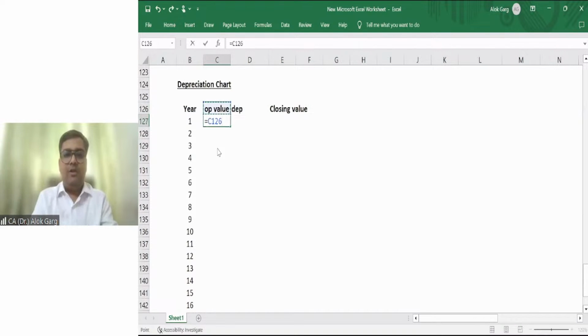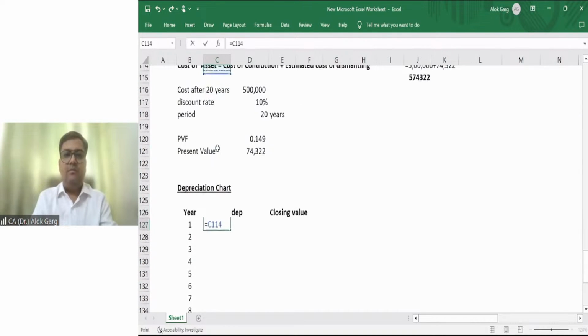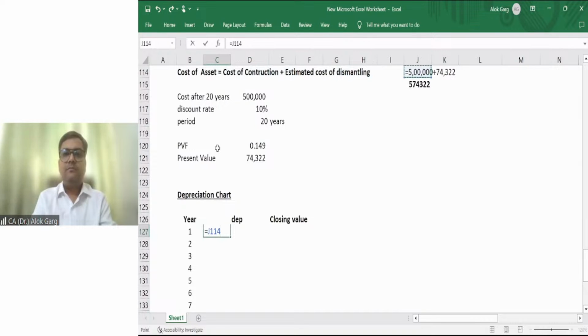What is your opening value? 574322. What is your life? Life of the asset is 20 years. The life is 20 years, right? What is your depreciation? This divided by 20. This will be your depreciation.